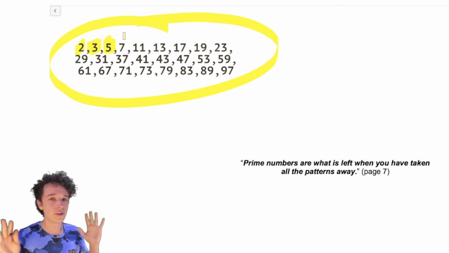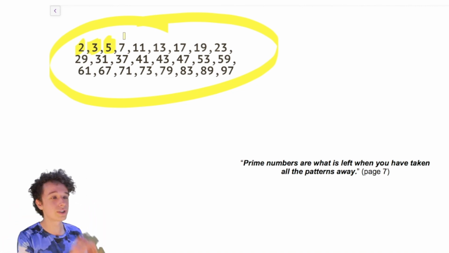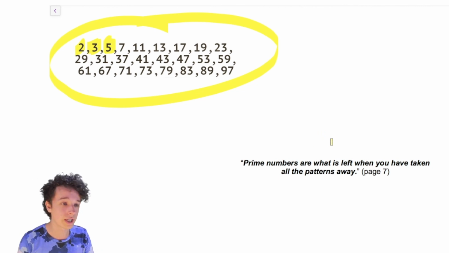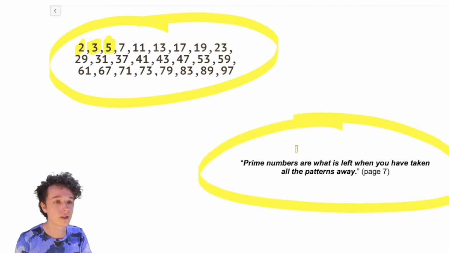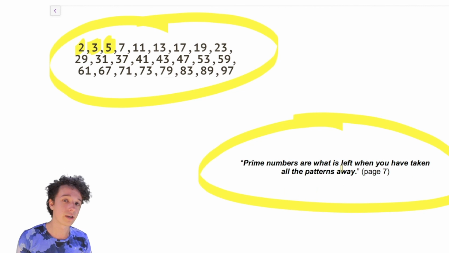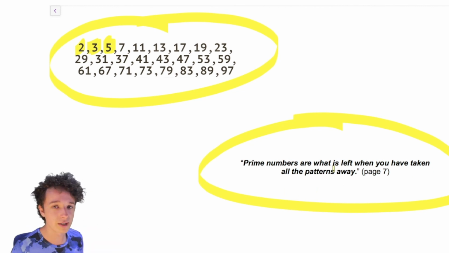It's a complete subversion of novelistic convention, right? You don't see that anywhere else. And Christopher states prime numbers are what is left when you have all the patterns taken away. It's a reflection of his love for mathematics, basically.